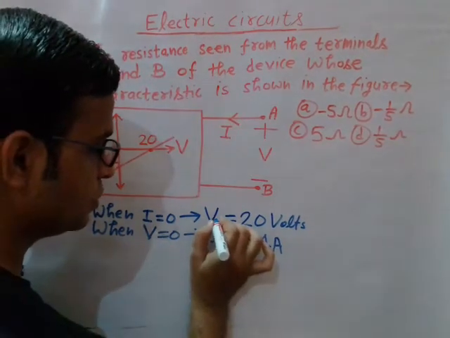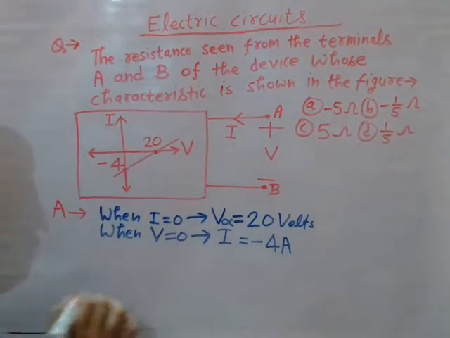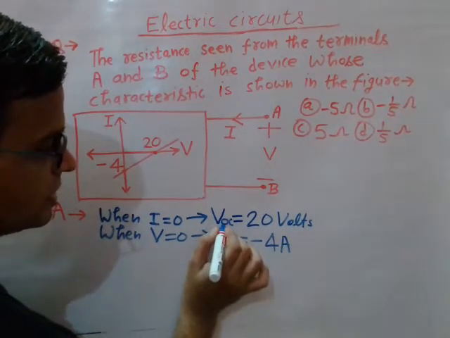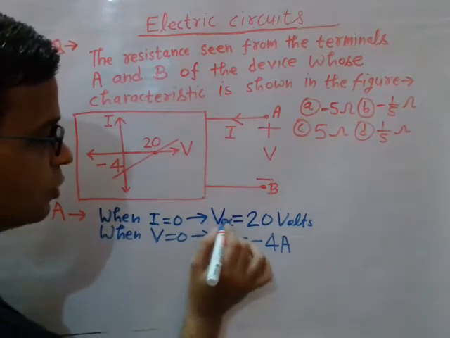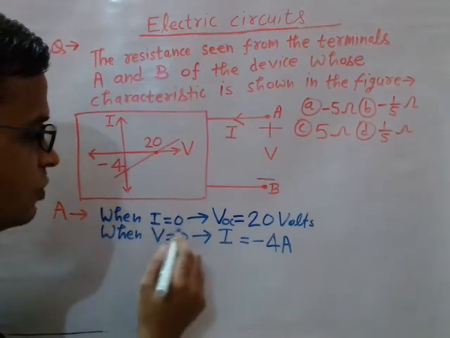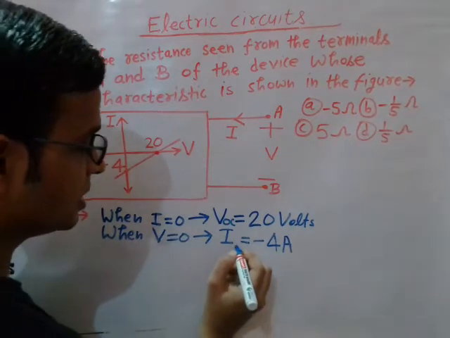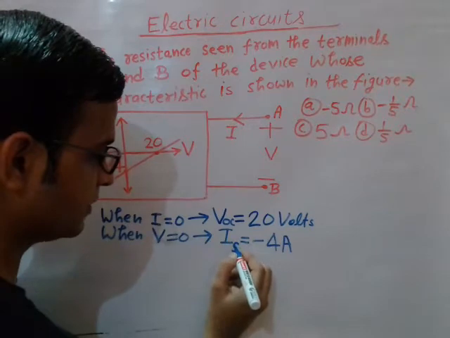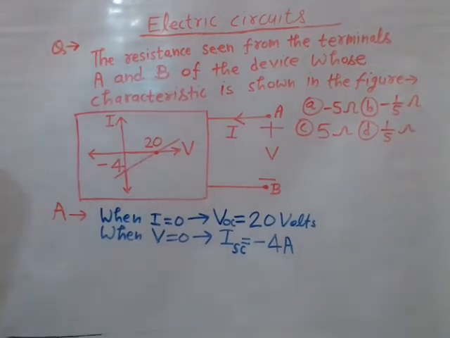So this is nothing but the open circuit voltage. Let me denote this voltage by a suffix OC. OC indicates the open circuit. So this is the open circuit voltage, which is 20 volts, which you can find out when current is zero. Now when voltage is zero, that means this is the short circuit condition. Under the short circuit condition, you will find this current -4 ampere. So this is nothing but the short circuit current, right? So let me give another suffix ISC. This is short circuit current, right?